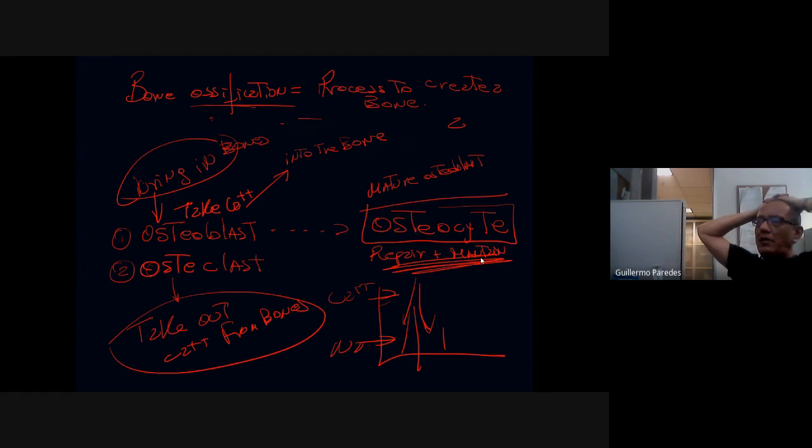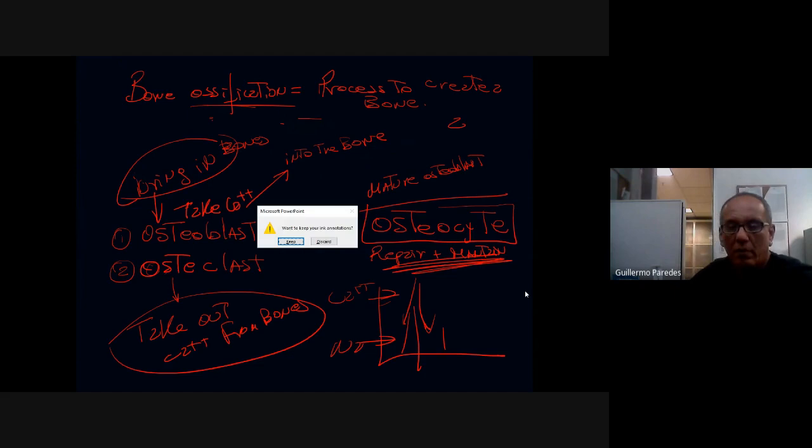And osteocyte function is to repair and maintain the bone. Osteoclasts are going to be doing the opposite. The osteoclast means taking calcium from the bones and putting it into the bloodstream. Okay?